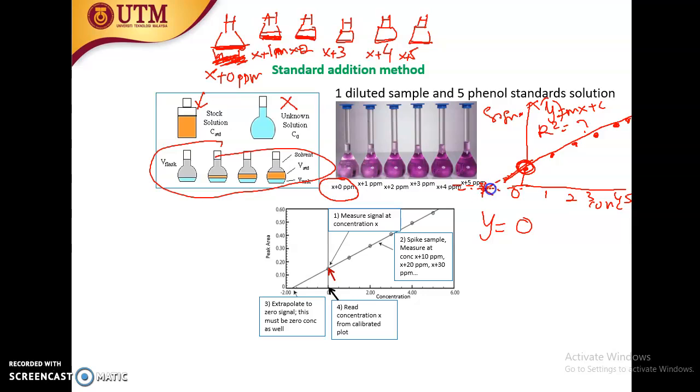At this point, this is your concentration. So at this concentration, the Y is 0, right? There's no signal Y. We extrapolate until here. So Y is 0, so it's easy. For example, let's say your slope is 0.5 and your intercept is 0.3. So 0 equals 0.5 times x plus 0.3. So you rearrange and then you get your x. Okay, so this is how we calculate it. You are depending on the y = mx + c once again.